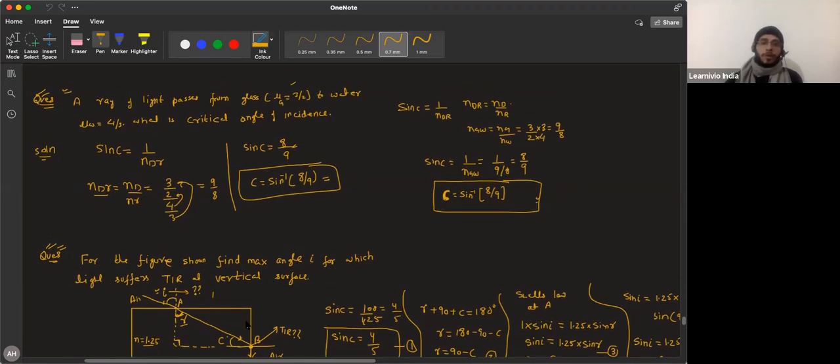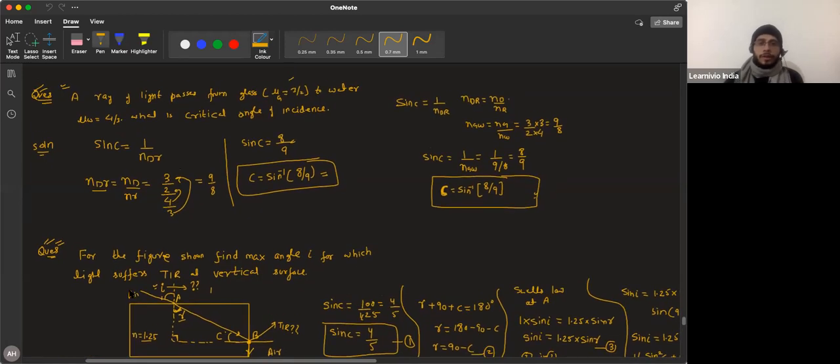In this question, he's saying get the value of angle of incidence so that light gets TIR over this surface. So we'll start from this surface. This is the critical angle. First of all, let's calculate the critical angle for this surface. Sine C is the refractive index of the rarer medium with respect to the denser medium, that's 1 by 1.25, so 4 by 5. Sine C is 4 by 5.